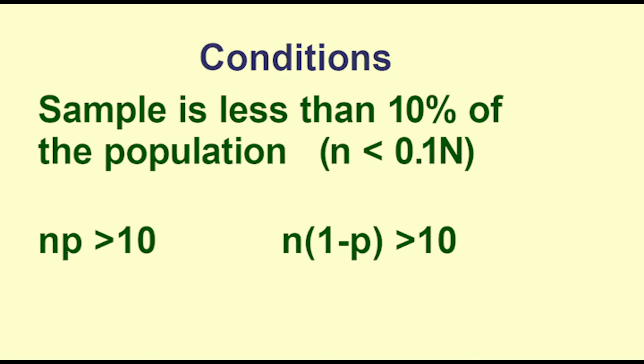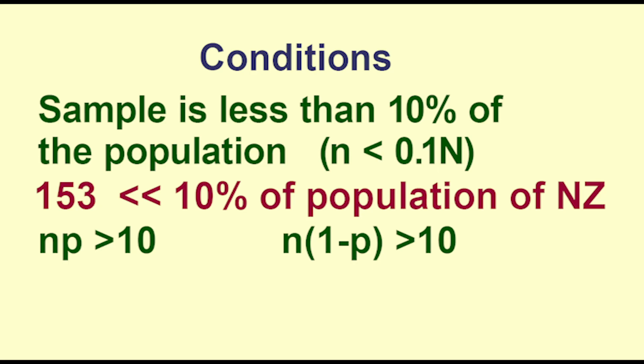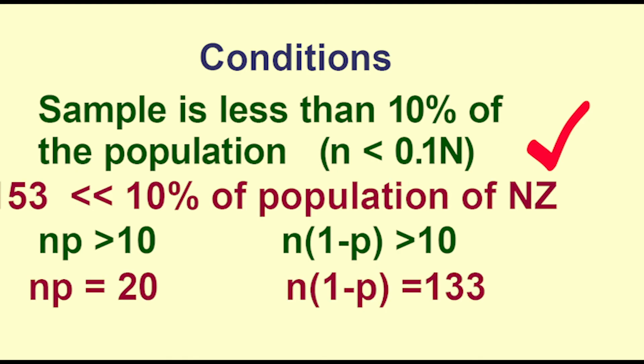This is because the formula works on the assumption that the sampling distribution of the proportion is well modelled by the normal distribution. The sample size of 153 is considerably less than 10% of the adult population of New Zealand, so we're fine there. np equals 20 and n(1 minus p) equals 133. Both of these values are greater than 10, so we are fine there as well.